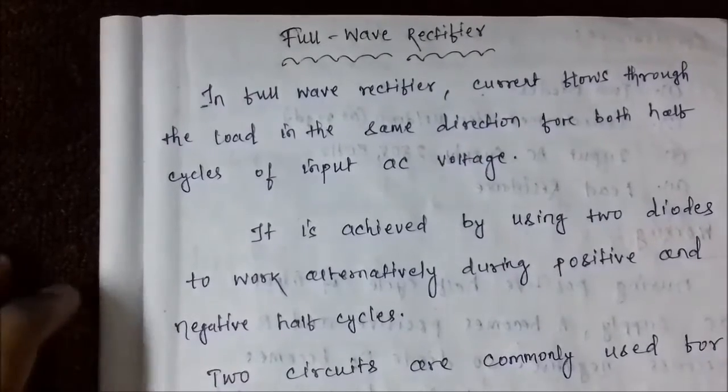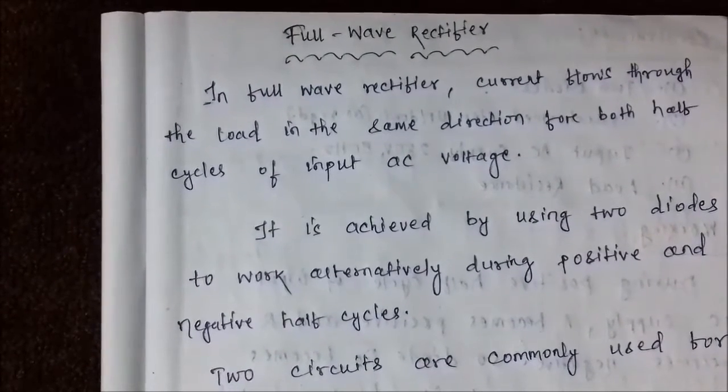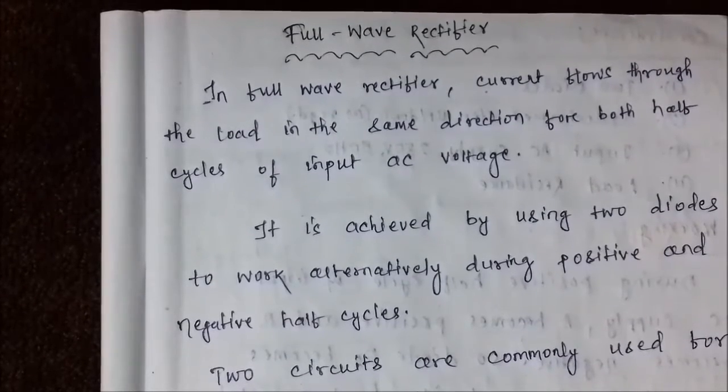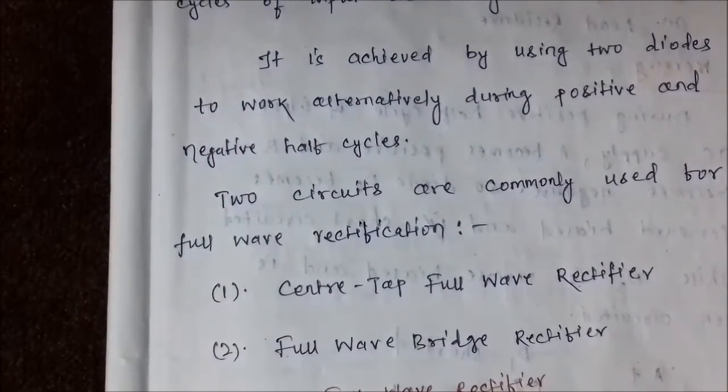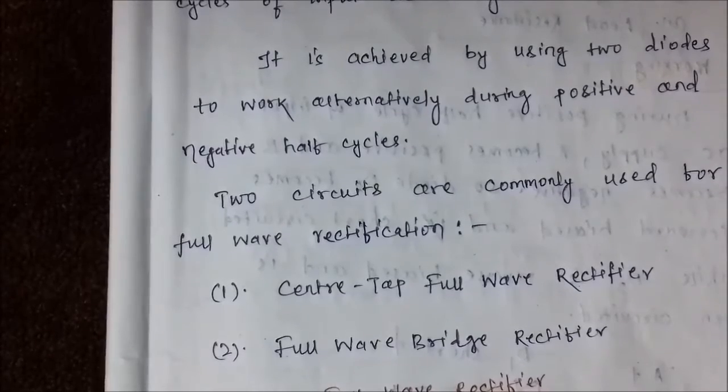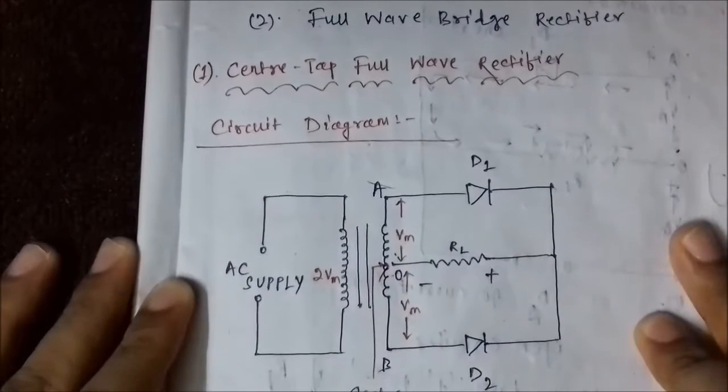Now the two most commonly used circuits to achieve full wave rectification are the center tap full wave rectifier and the full wave bridge rectifier. Now we are going to discuss these two separately in detail. Let us first discuss the center tapped full wave rectifier.